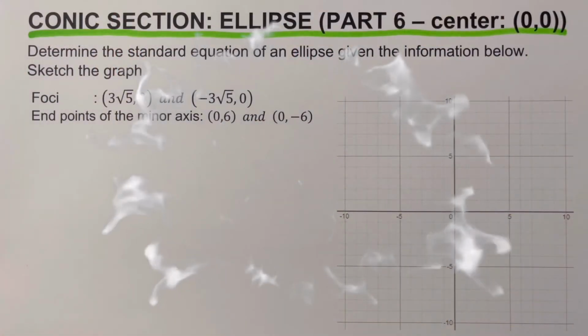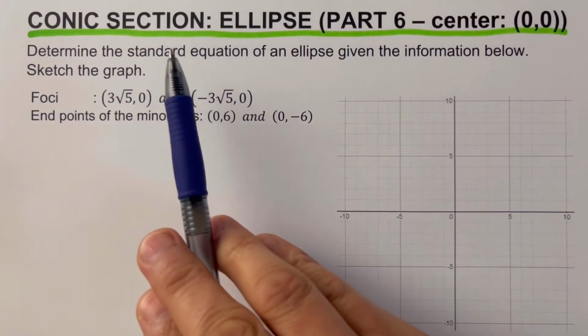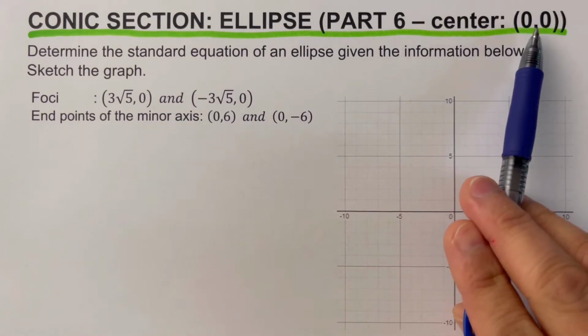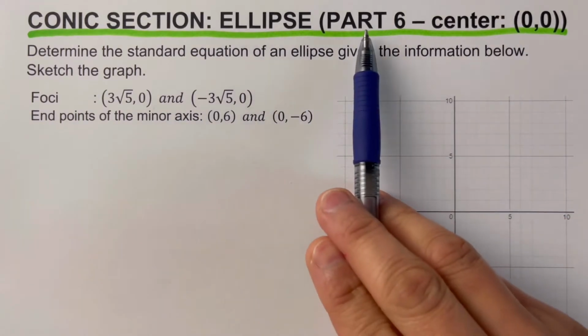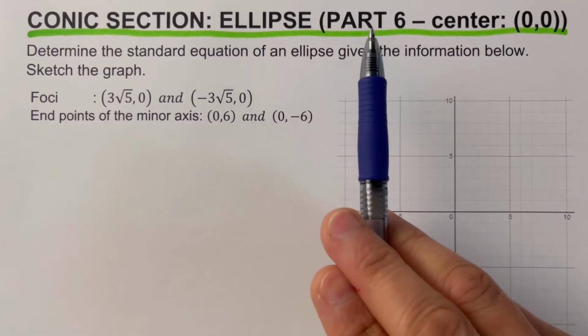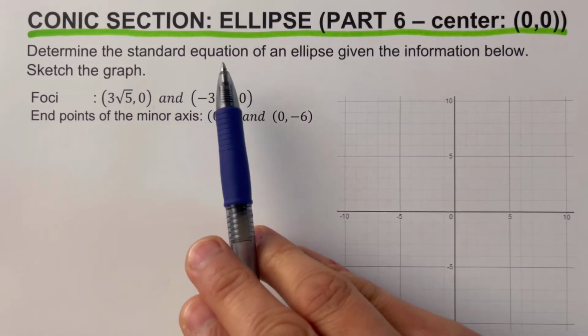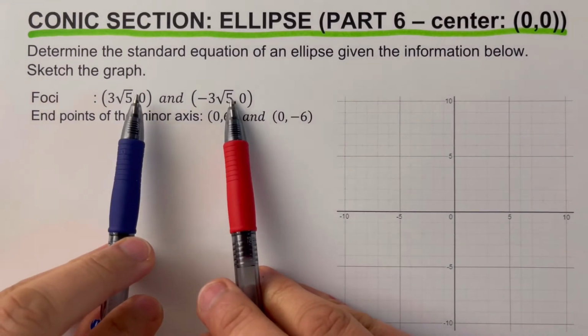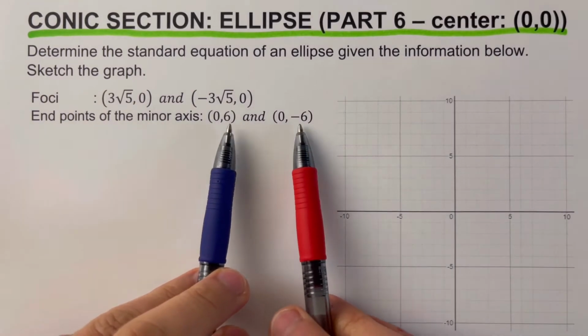Hello everyone. This video will focus on conic sections, specifically on the ellipse with center at the point of origin, or at (0, 0). And this is the sixth part. In this part, we're supposed to determine the standard equation of an ellipse given the coordinates of the two foci and the two ends of the minor axis.